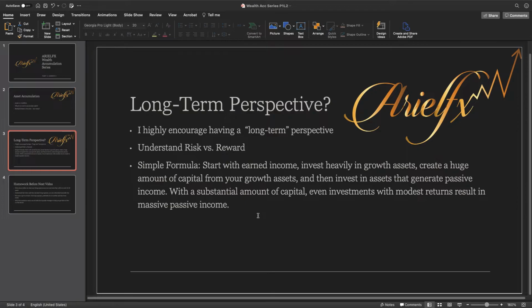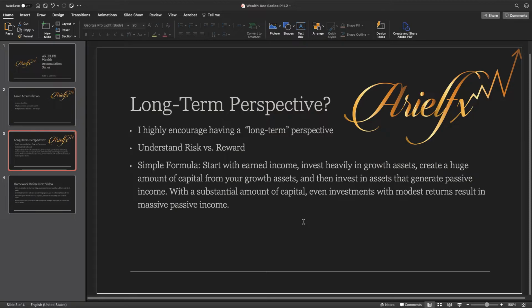Okay, let's say you only have $1,000 or $5,000 or even $10,000. You're not going to make much cash flow off of that amount of money, right? But you would if you had 100,000 or 250,000. So the idea is, in the short term and a little bit into the medium term, we need to invest heavily in assets that are going to significantly grow our wealth.